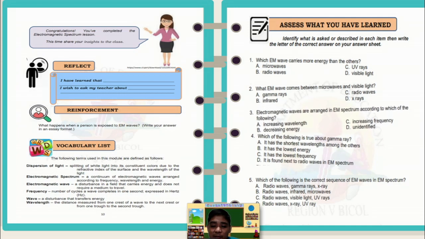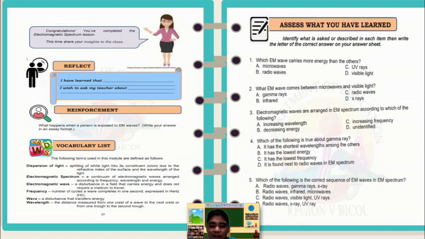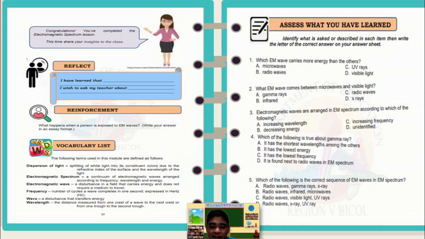Okay, number 4. Which of the following is true about gamma ray? A. It has the shortest wavelengths among the others. Letter B. It has the lowest energy. Letter C. It has the lowest frequency. Letter D. It is found next to radio waves and EM spectrum. And in number 5, which of the following is the correct sequence of EM waves and EM spectrum? Letter A. Radio waves, gamma rays, X-ray. Letter B. Radio waves, infrared, microwaves. Letter C. Radio waves, visible light, UV rays. Letter D. Radio waves, X-ray, UV ray.